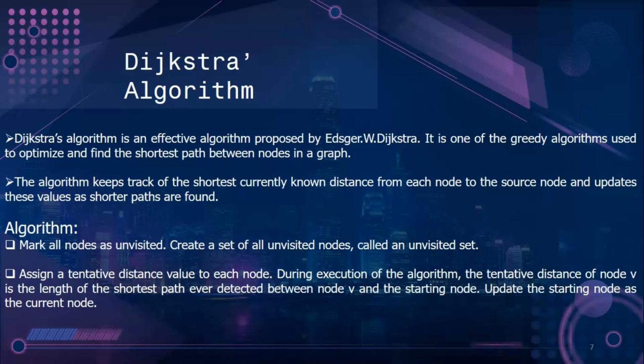Algorithm. Mark all nodes as unvisited. Create a set of all unvisited nodes, called the unvisited set. Assign a tentative distance value to each node. During execution of the algorithm, the tentative distance of node V is the length of the shortest path ever detected between node V and the starting node. Update the starting node as the current node.